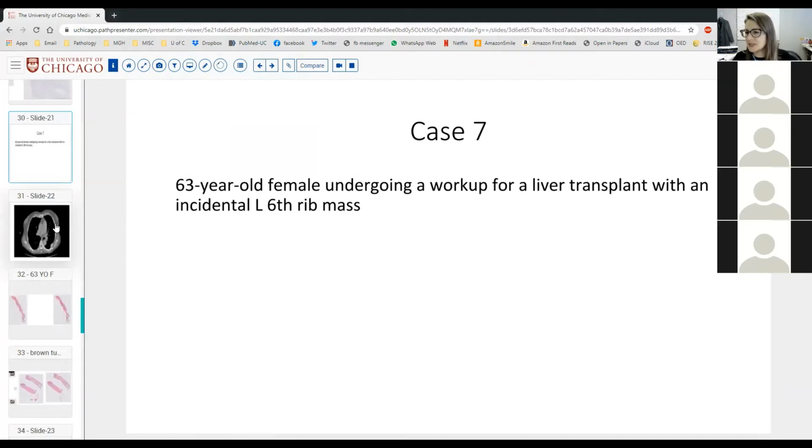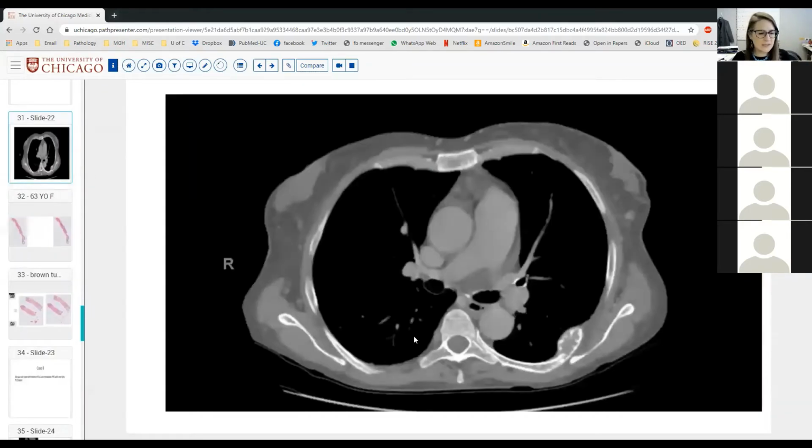All right, case 7. A 63-year-old female undergoing workup for liver transplant with an incidental left 6th rib mass. Don't you love how we find all these things completely incidentally when we're being worked up for other things? So why don't you go ahead and describe the imaging?